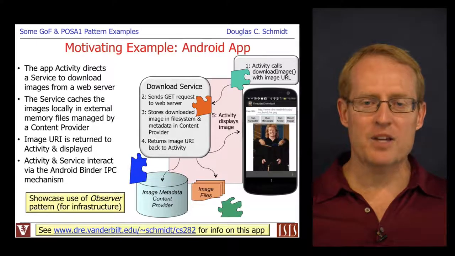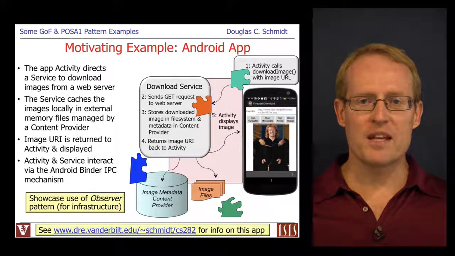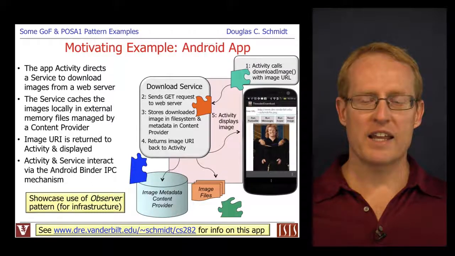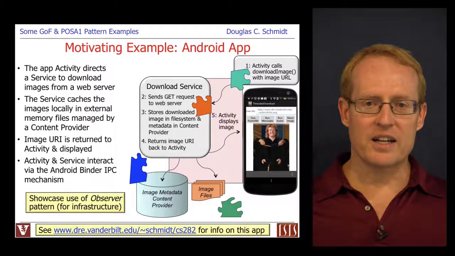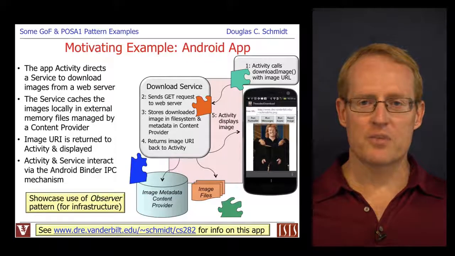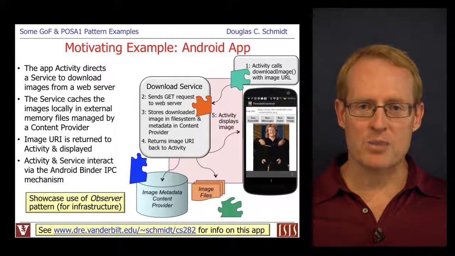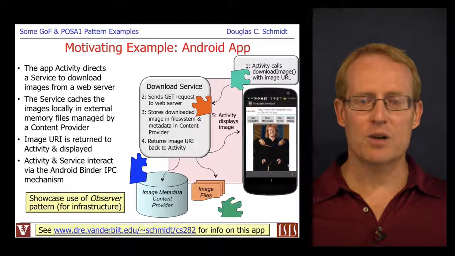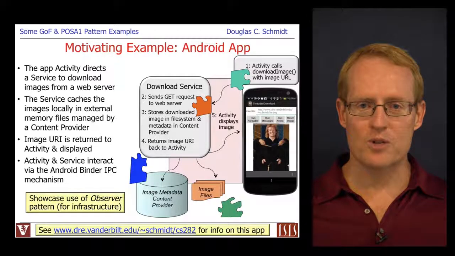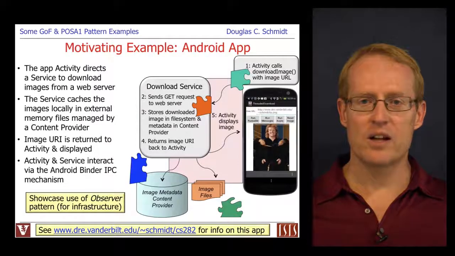Quick recap of the application. We have an activity that's run in response to a user clicking a button, providing a URL. That activity uses either the proxy pattern and broker pattern or the command processor pattern to communicate with a download service, which talks to a web server, which downloads the image content requested in the URL.